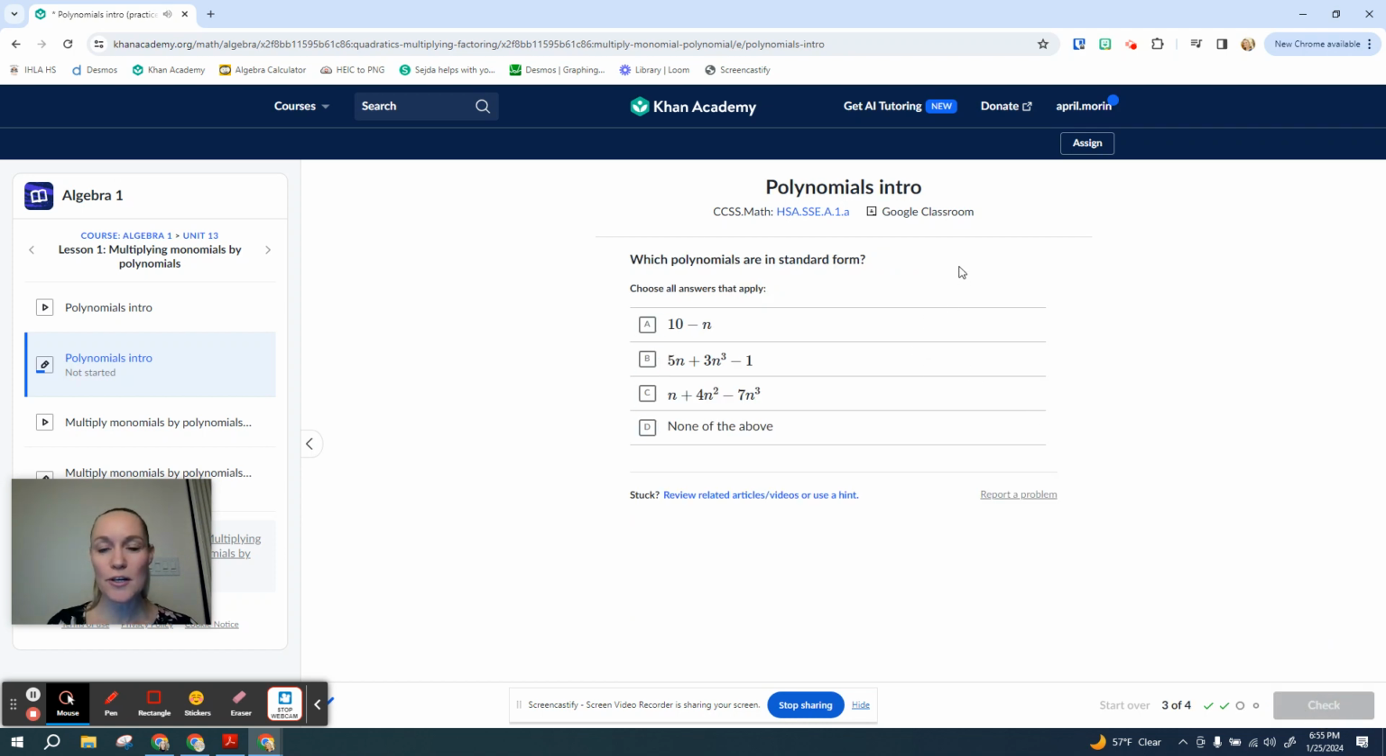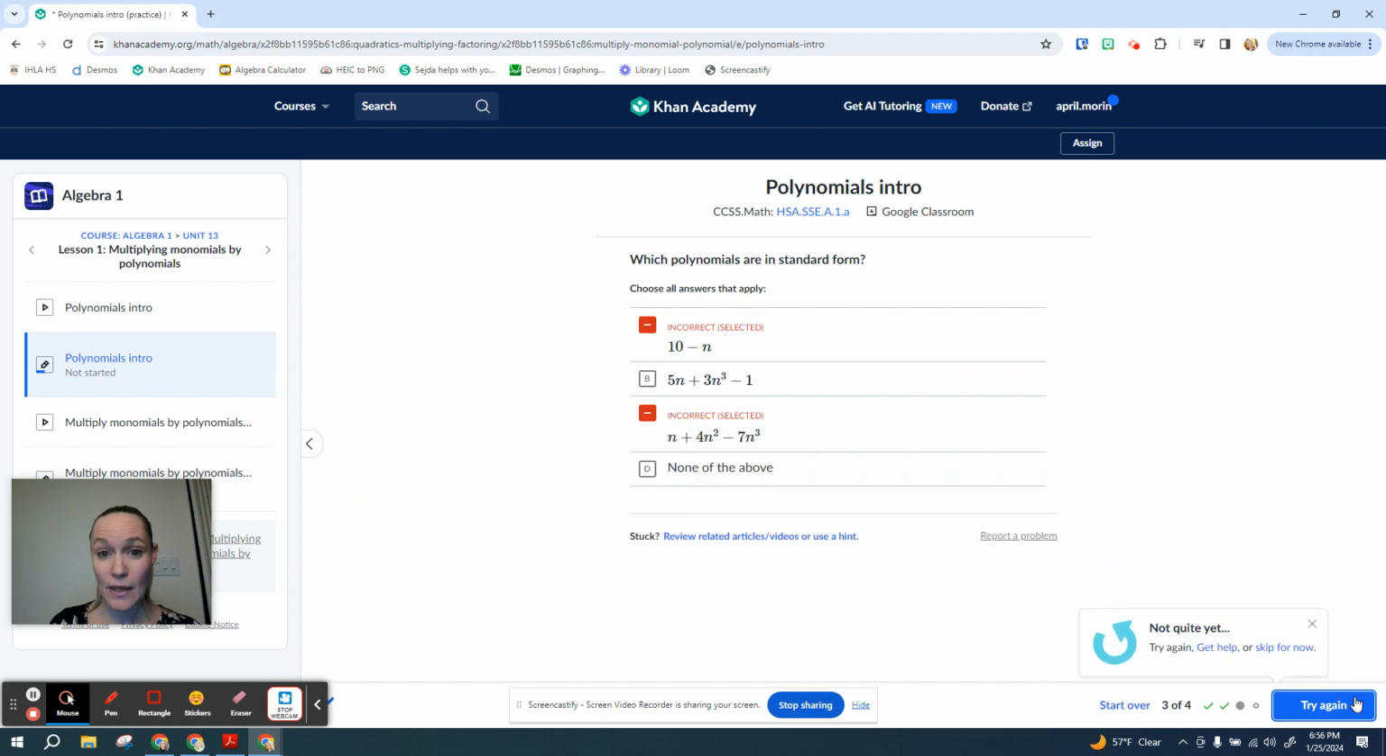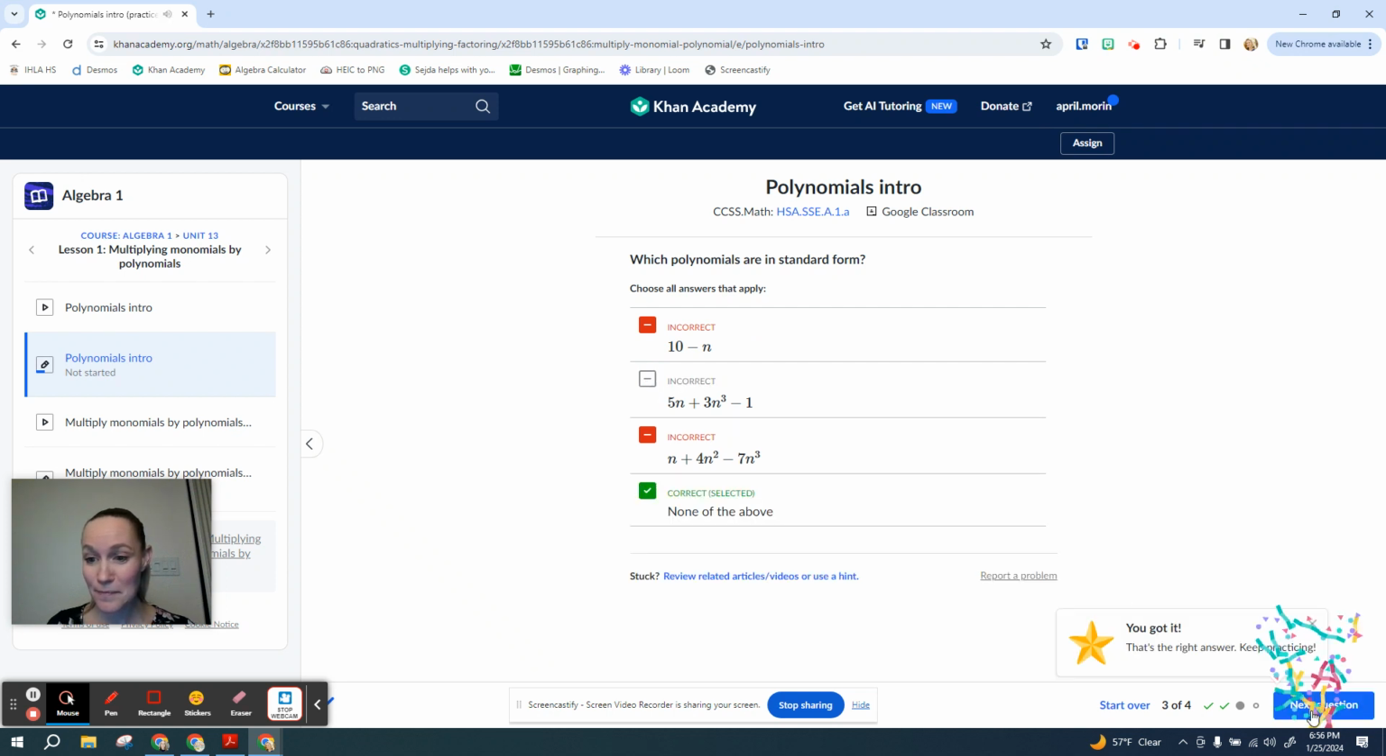Okay, so which polynomials are in standard form? Standard form means that the exponents are descending or ascending in order. So we have 10 minus n. That one looks like it is in order. This one is 1n, and then we have 3n, and then we have a constant term. So that's not in order. This one is 1n here, 2n's here, and 3n's. So certainly ascending in the right order. Let's see if we are right. And I don't know, maybe it's none of the above. All right, none of the above.